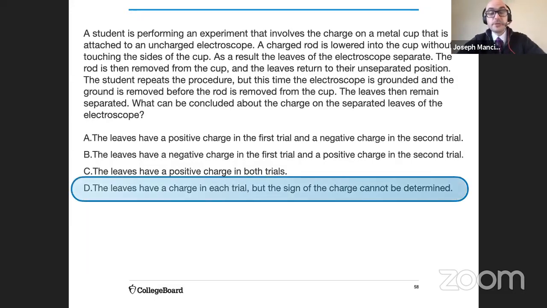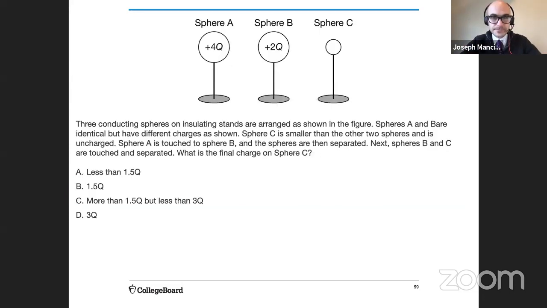That's right. The leaves are charged in each trial, we can tell, but in the second trial, because the leaves were grounded and became uncharged from the grounding, they have the opposite charge once that charge redistributes along the electroscope.